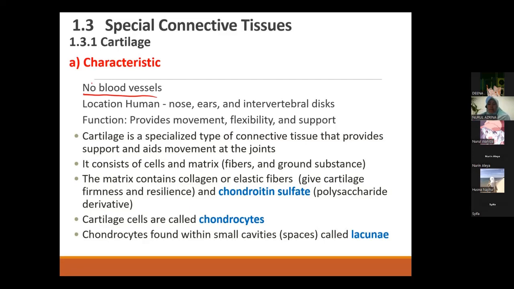Okay, right. The function of cartilage basically is to provide movement, flexibility, and also support. So cartilage is a specialized type of connective tissue which provides support and aids movement, especially at the joints, near the connection between the bones.